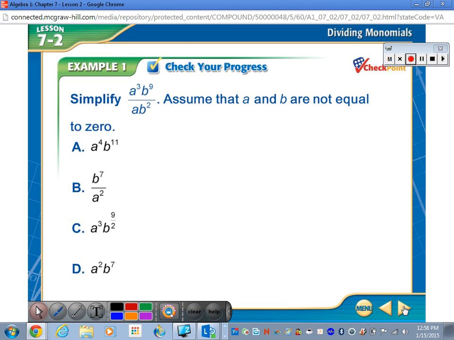Okay, now here is one for you to do. Again, we've covered this in class, so you should be able to breeze right through this answer with no problem.